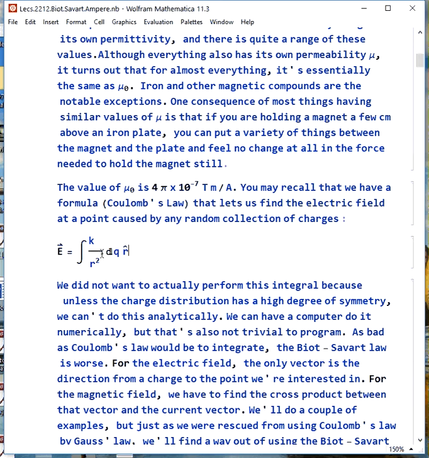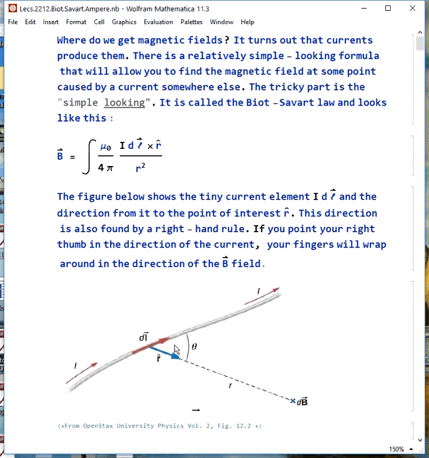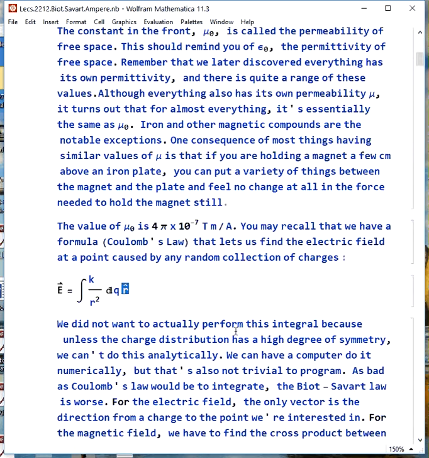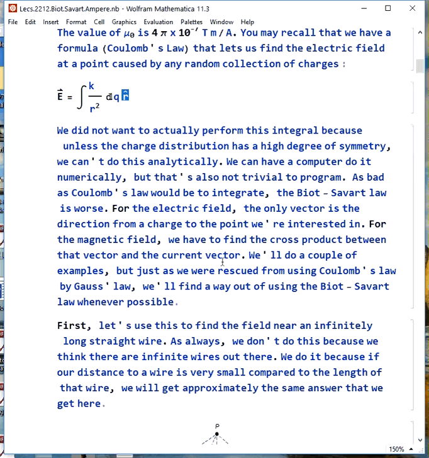Now, as bad as this would be to integrate, the Biot-Savart law is worse, because if you look at this, the only directional part is from the point of interest to the point where the charge is. We just have that one vector piece of this. If we go back up here, we have the vector current, the vector direction from each little piece of current to the point of interest, and we have to find the cross product of those two things, and that's going to be a horrible mess unless, again, something is very, very symmetric.